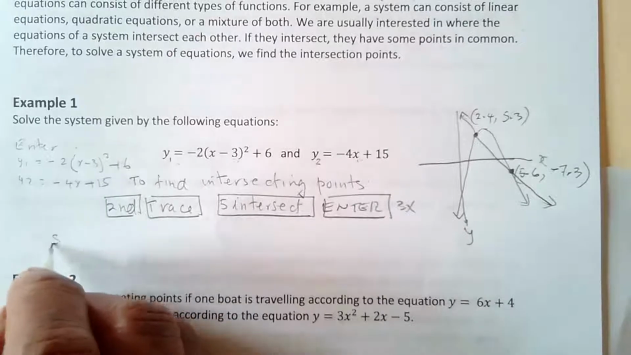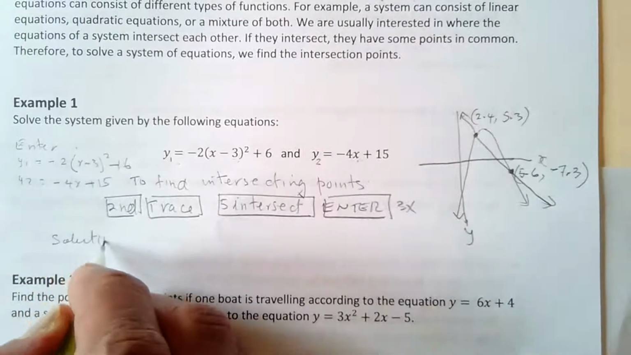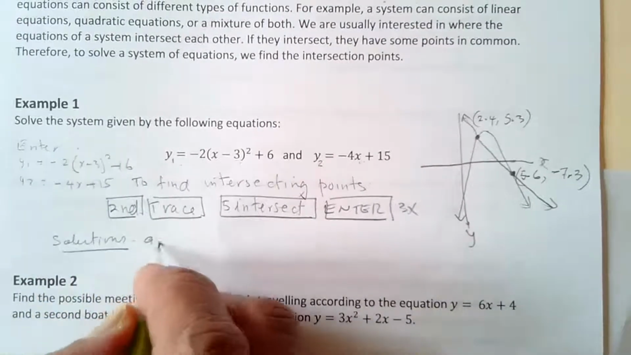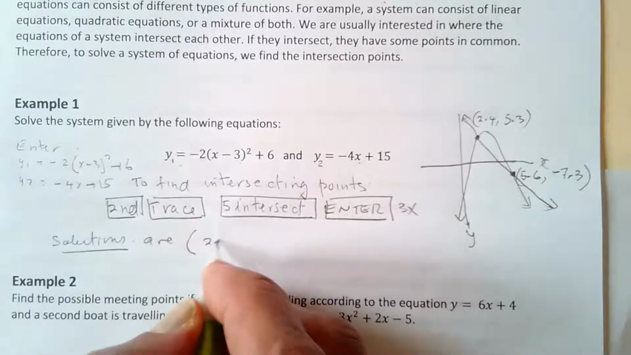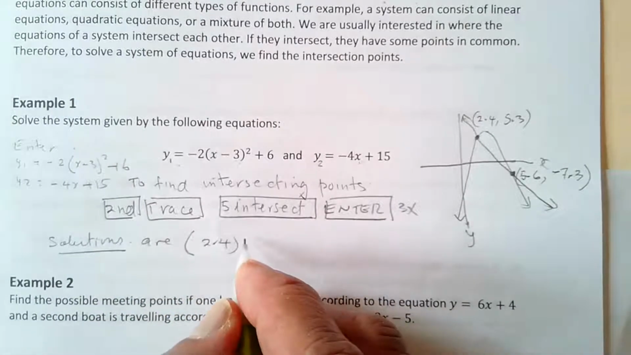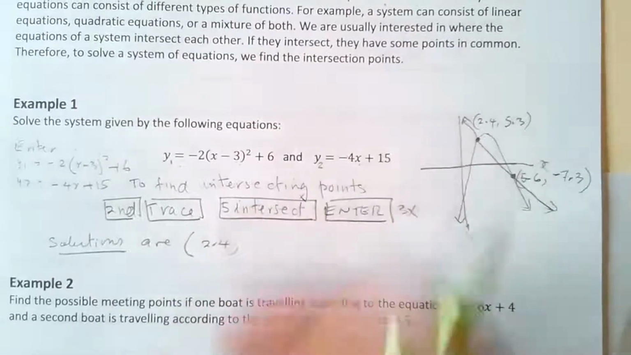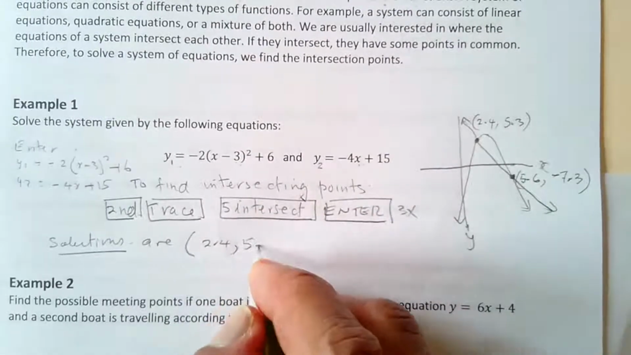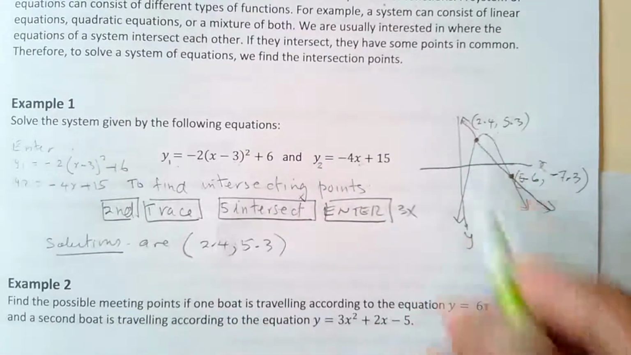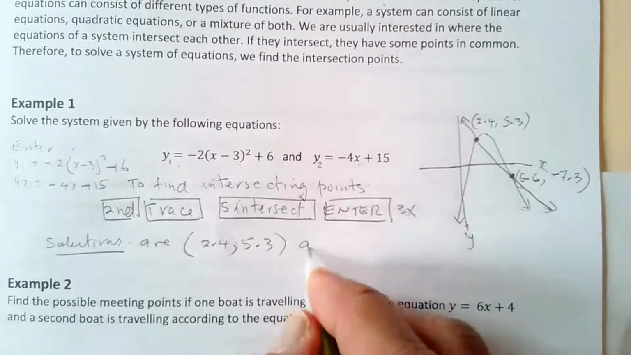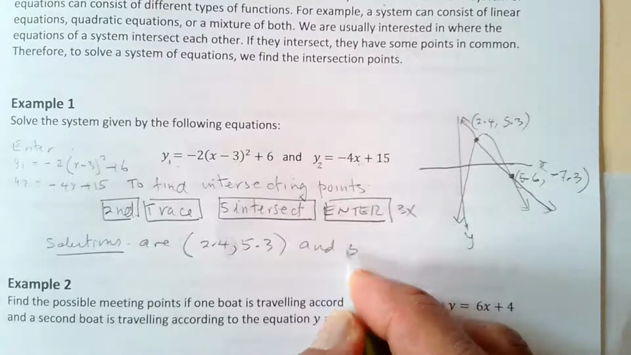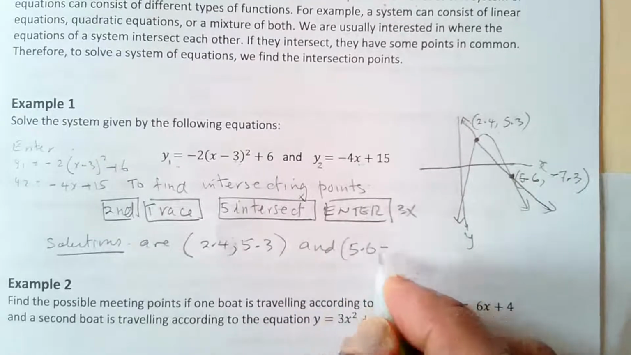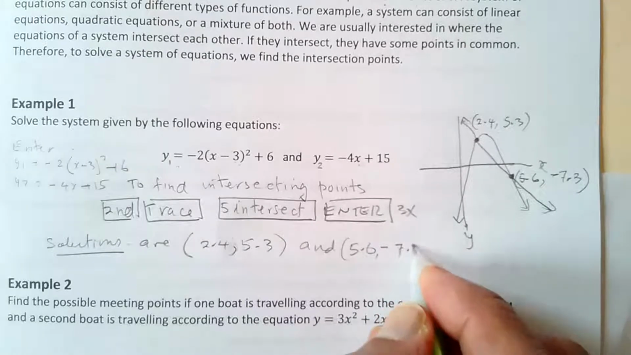So the solutions are 2.4, 5.3, which is where these two functions meet, and 5.6, negative 7.3.